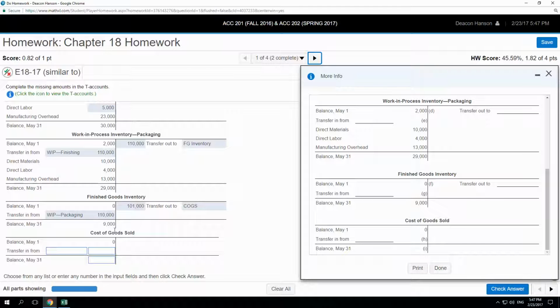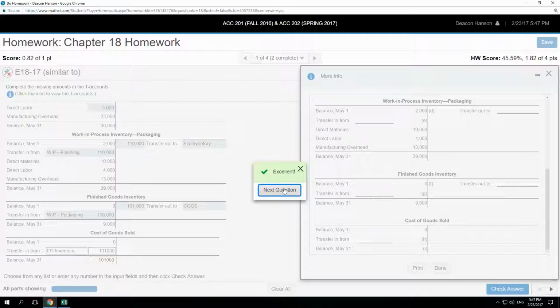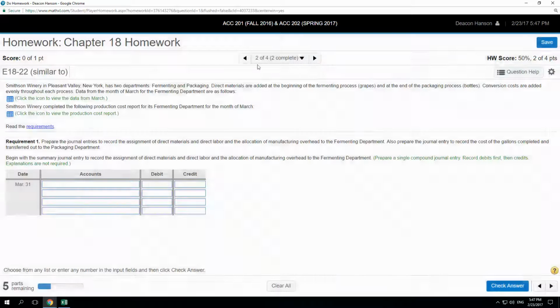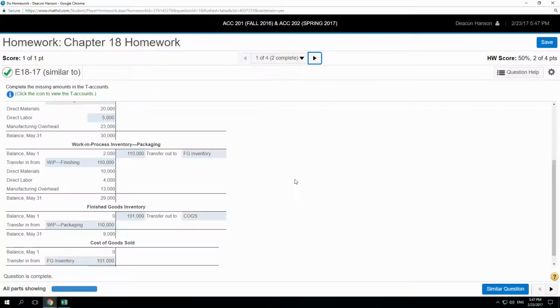So what we do is we build a cost of goods sold account, transferred in from finished goods, 101,000. And the ending balance will be 101,000. Let's see how we did. Looks like we did okay.